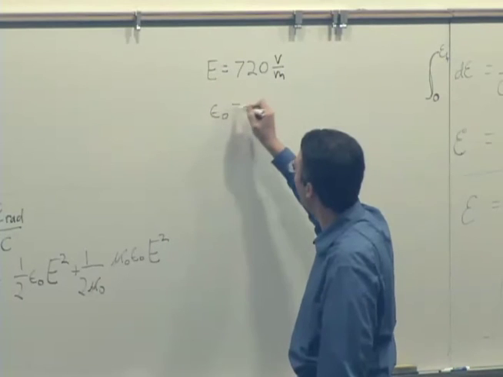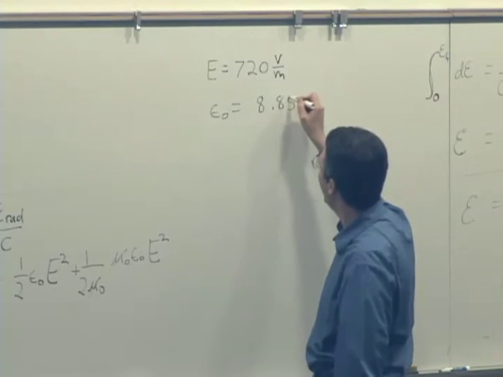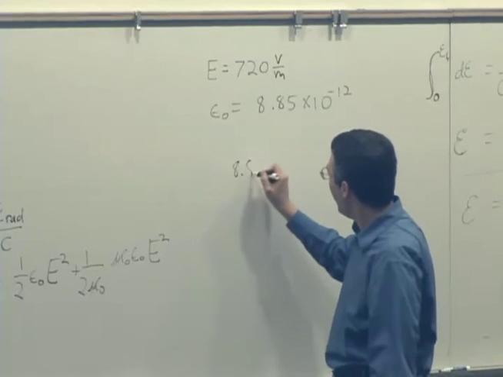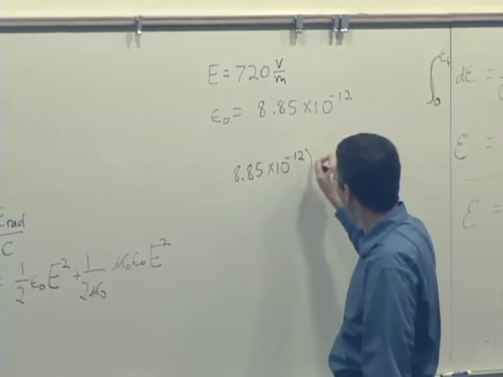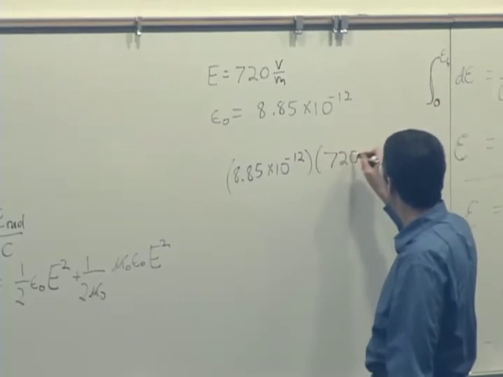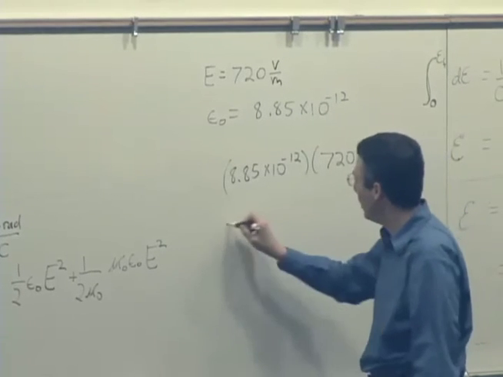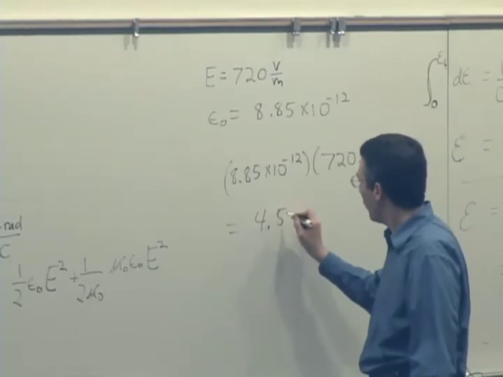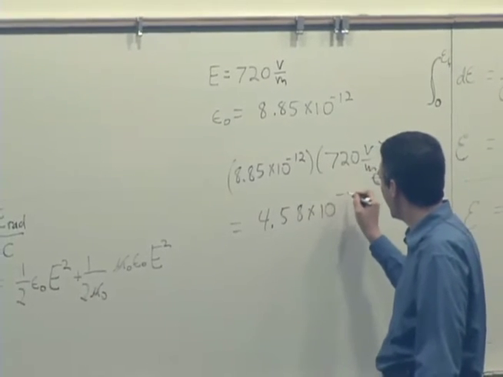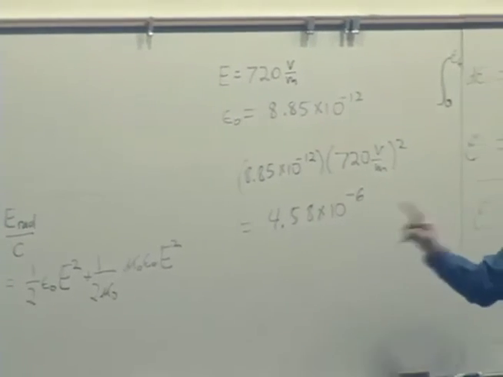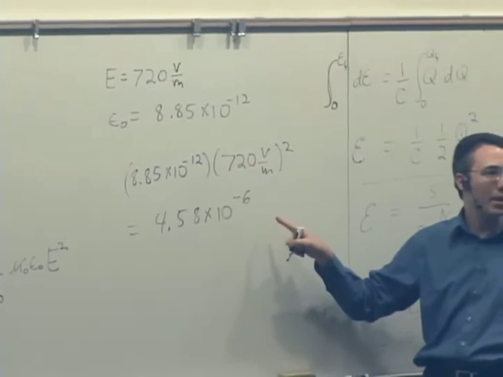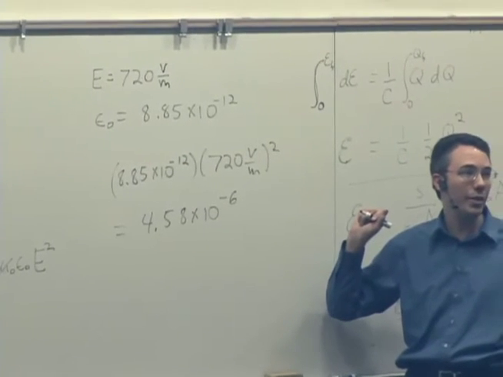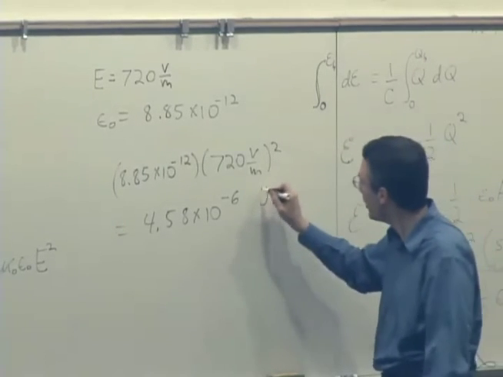What's epsilon 0? 8.85 times 10 to the negative 12. So if I say 8.85 times 10 to the minus 12 times 720 volts per meter squared, what does that give me? Someone work it out. 4.58 times 10 to the minus 6. And what are the units? Is this energy? This is energy density. So this is joules per cubic meter.